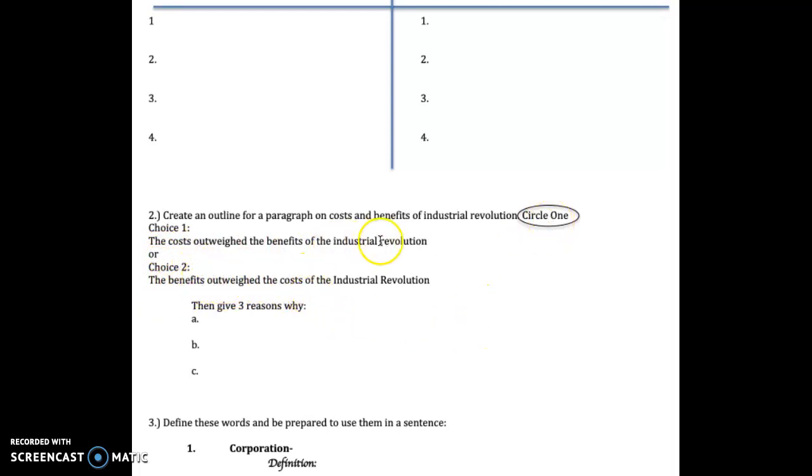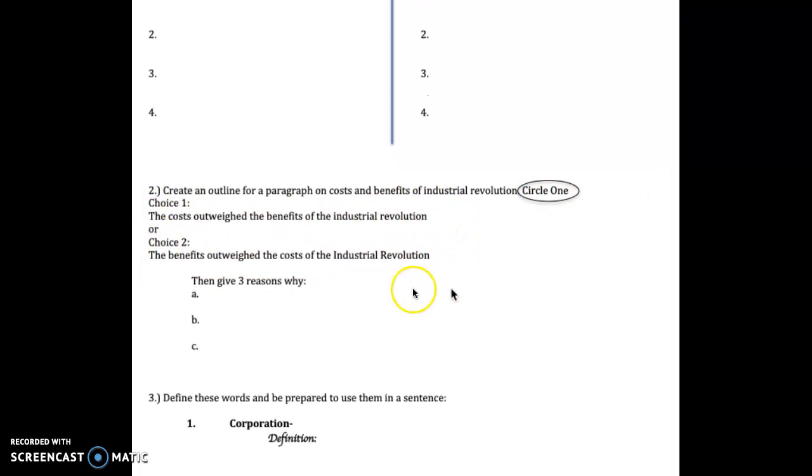You're going to circle which one you want to choose, which one you are going to support with evidence. And then down below here, you're going to give me 3 reasons why you believe the choice you picked. So if you pick this one, you're going to show me how there's more costs than benefits. And then if you pick this one, you're going to show me there's more benefits than costs.